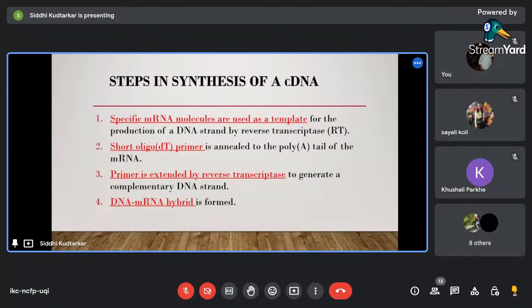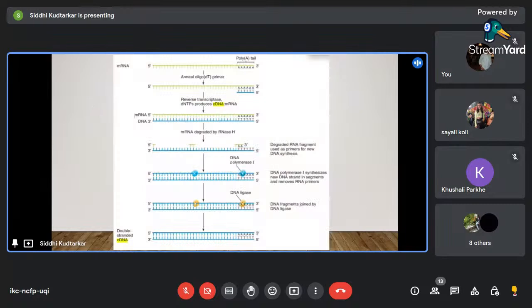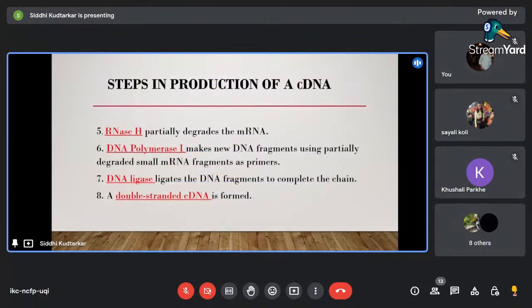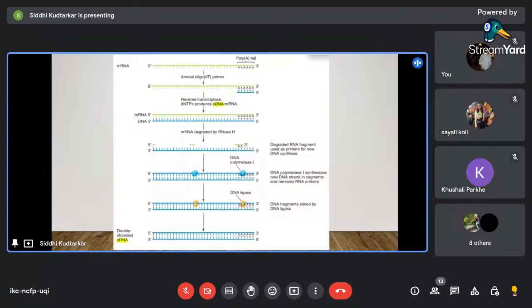Then RNase H will degrade the mRNA fragment, but it only partially degrades it. Therefore, the remaining small fragments of degraded RNA will be used as a primer by DNA polymerase 1 to synthesize the other DNA strand, and the remaining gaps will be sealed by DNA ligase. So a double-stranded cDNA will be formed. So this is the diagram in which it is explained.